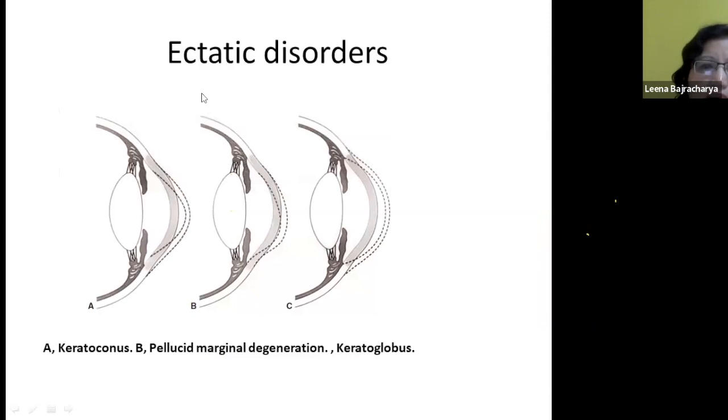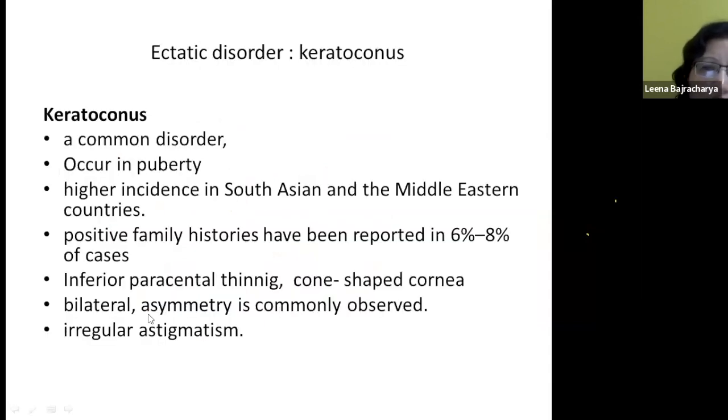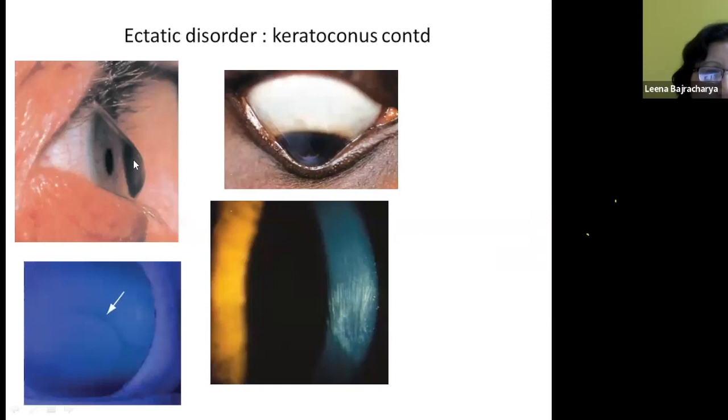Now we are coming to ectatic disorders, and this picture shows the three types of ectatic disorders: keratoconus, pellucid marginal degeneration, and keratoglobus. Keratoconus is the most common of the three, occurs in puberty, and is more common in the South Asian population. Positive family history is seen in 6 to 8%. There is an inferior central or inferior paracentral thinning and cone-shaped protrusion.